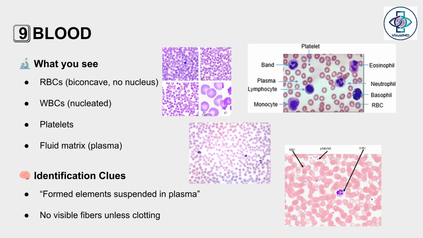Blood, another specialized connective tissue, consists of formed elements like RBCs and nucleated WBCs, suspended in a fluid matrix called plasma. Fibers are only visible during clotting.